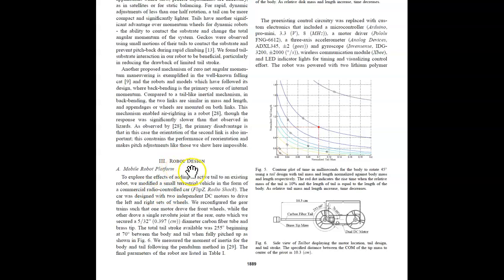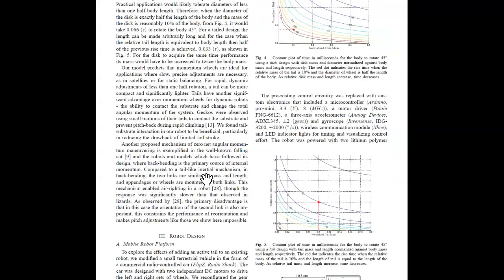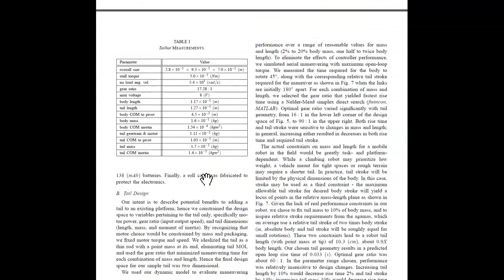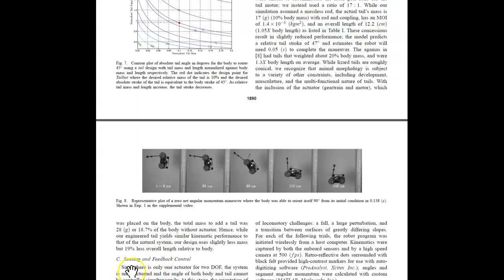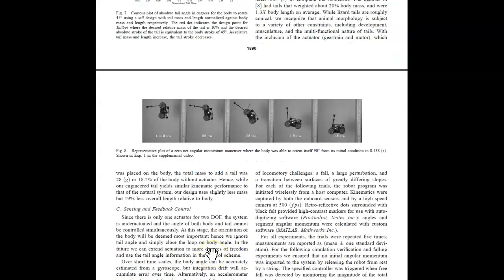We have a section here for robot design, and then under this section, we have lots of subheadings. So here's the mobile robot platform. That was A. B is the tail design. And C is the sensing and feedback control. So lots of subsections when we talk about the design.